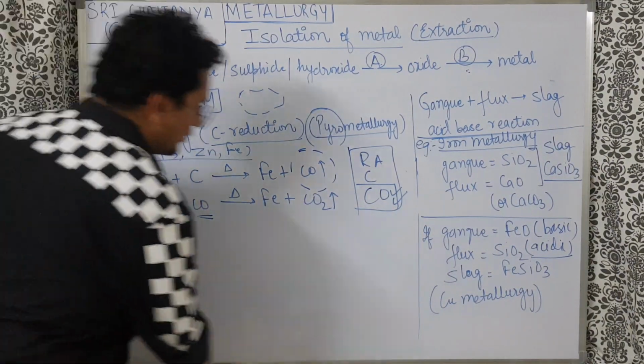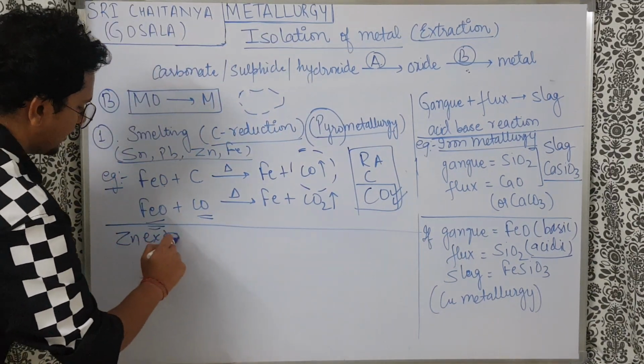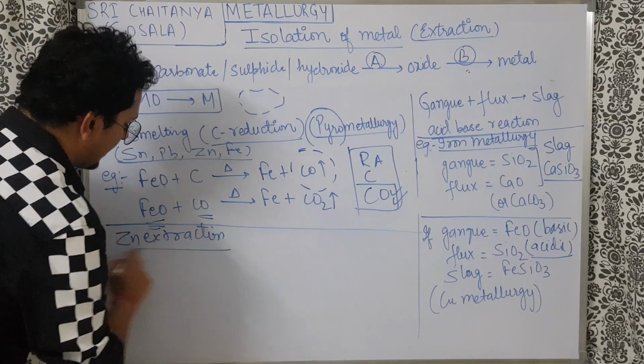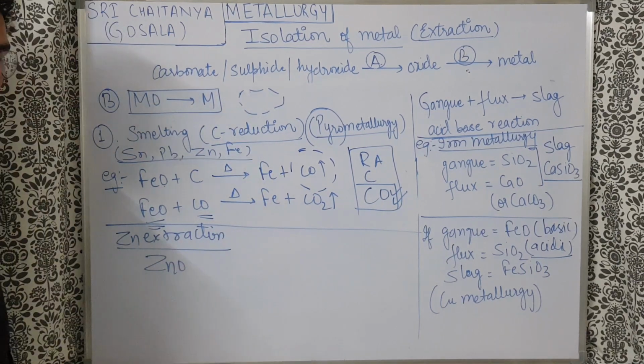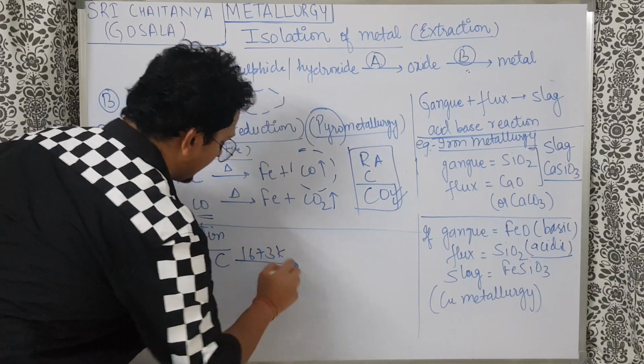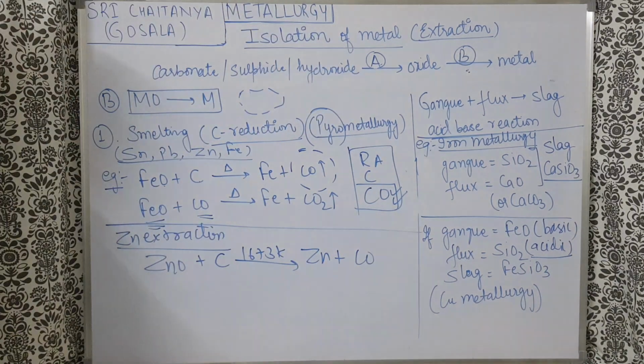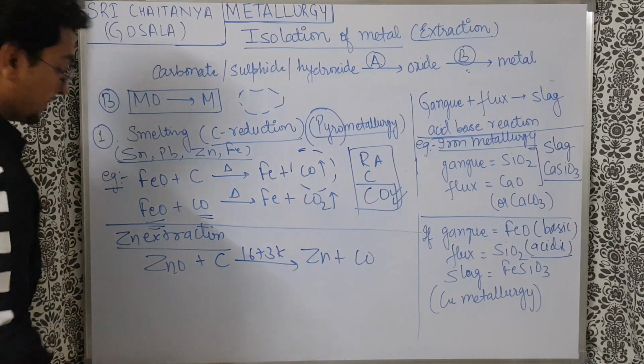One more example I will give you. Here itself I will cover the zinc extraction method. For zinc extraction, I will take the ore ZnO. ZnO reacts with carbon at 1673 Kelvin and we get zinc plus carbon monoxide. That's how we can extract the zinc from ZnO ore. Table 6.1 again you can check. You will find this ore there.